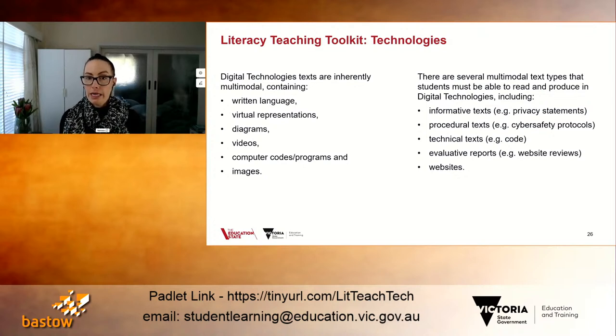So information, e.g. a privacy statement. Well, the purpose of that privacy statement is absolutely to inform. It is not to engage. Procedural texts, technical texts, evaluative reports. These aren't things necessarily that our students are going to be taught in an English classroom. So in primary school, they might look at some of these, but not with the same level of exactness that's required in a digital technologies classroom. Okay. So particularly if we're talking about coding, and we're going to look at algorithms a bit later.